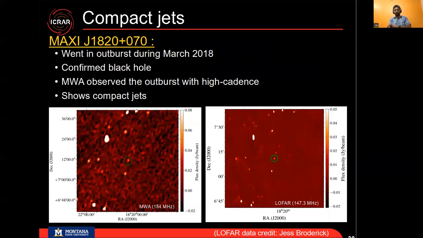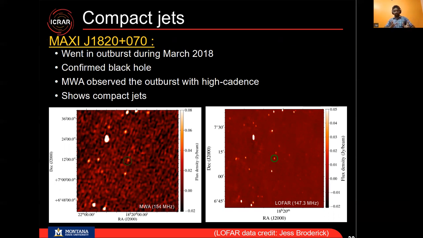Yeah, so our targeted strategy for the transient jet suggested that Australian telescopes are good enough to study these jets and constrain their physical parameters.